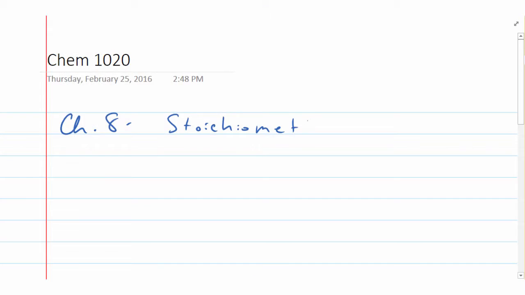Who can pronounce this? Stoichiometry. And I like to say that I only say this word about 5 times during this course. Stoichiometry. So that's used up twice of them already. Twice of them? 2 of them, okay? Used up 2 of them already.